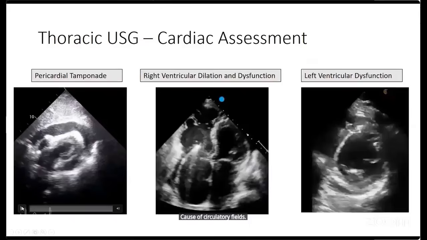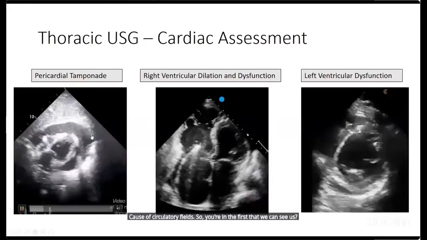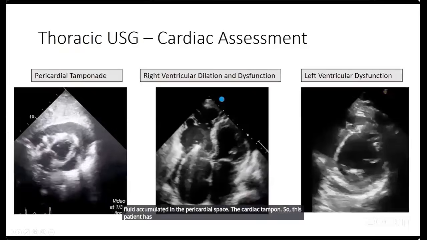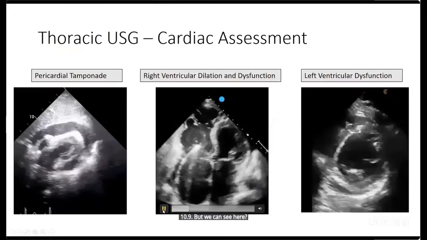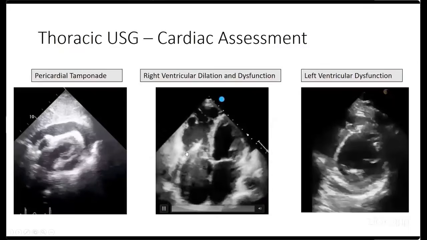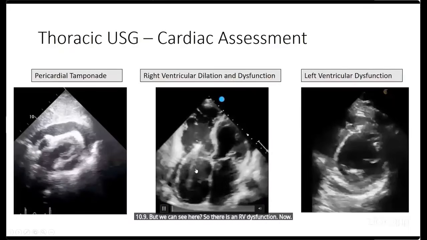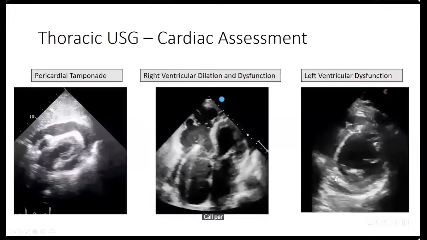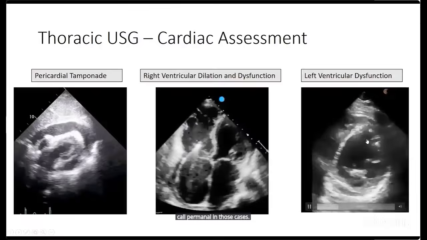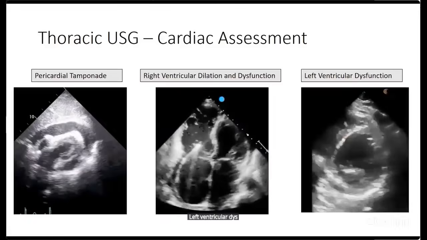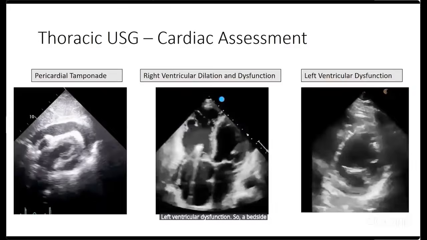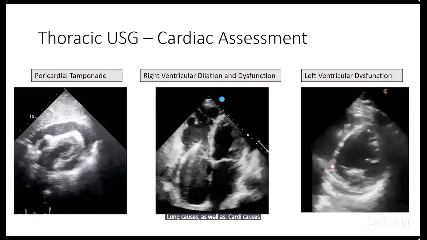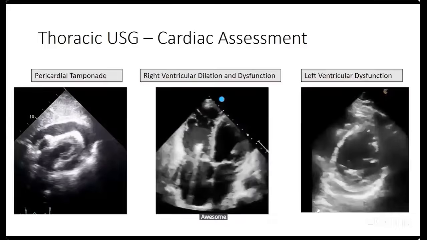So over here, the first thing we can see is fluid accumulated in the pericardial space, the cardiac tamponade. So this patient has got a pericardial tamponade. What we can see here, there is an RV dysfunction. Now this can happen in cases of, again, acute embolism, COPD, cor pulmonale. And here what we can see is left ventricular dysfunction. So a bedside USG you can use to assess your thoracic causes, lung causes, as well as cardiac causes of acute breathlessness or circulatory failure.